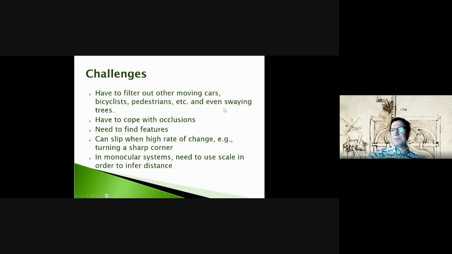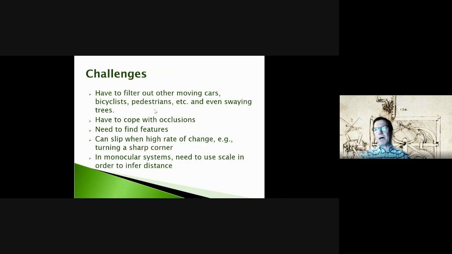If we're trying to figure out how far we're moving along a road, well, if we've got other cars out there that are moving, that's going to be confusing. Bicyclists, pedestrians, whatever is moving, even swaying trees, right? As the book mentions, you need to deal with occlusions, right?